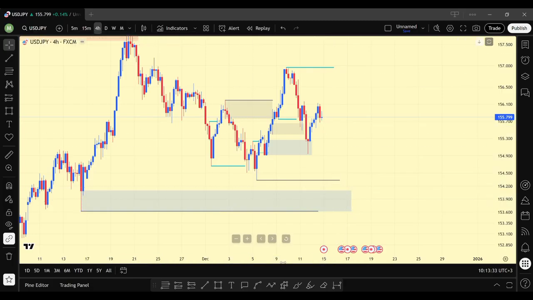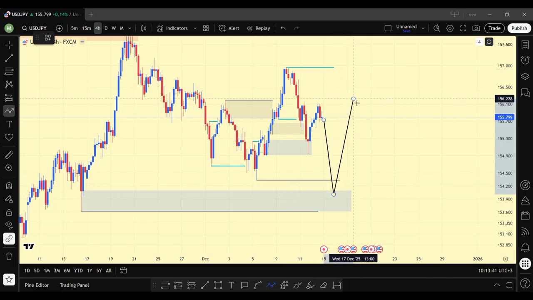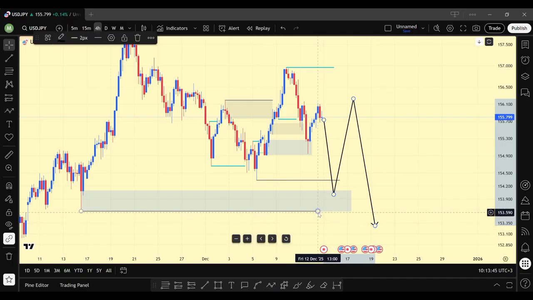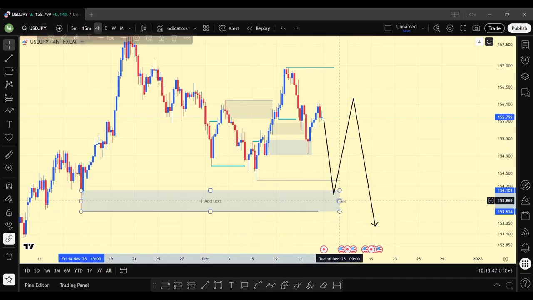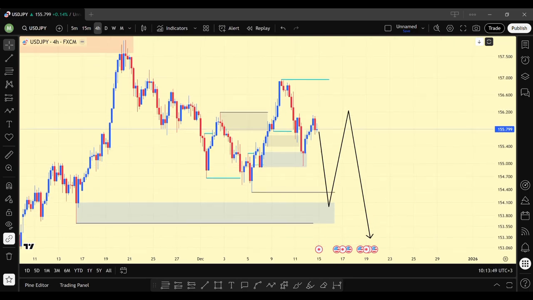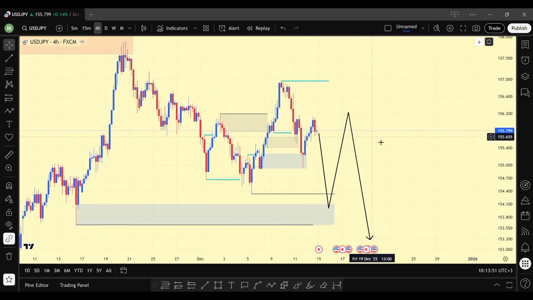So let me use the path. So exactly right here, if price decides to come and break past this low, of course, now I'll be looking forward. If price now reverses back to our range, I'll be looking forward to sell towards breaking past this low. So now that will be making sense. For me, this is not making sense because it does not align with the higher time frame.